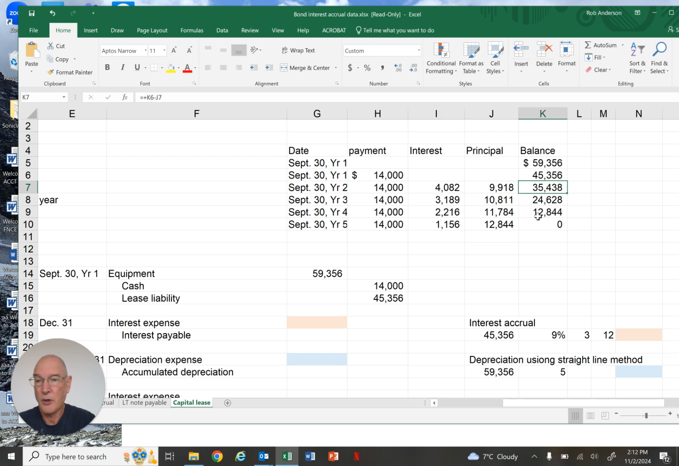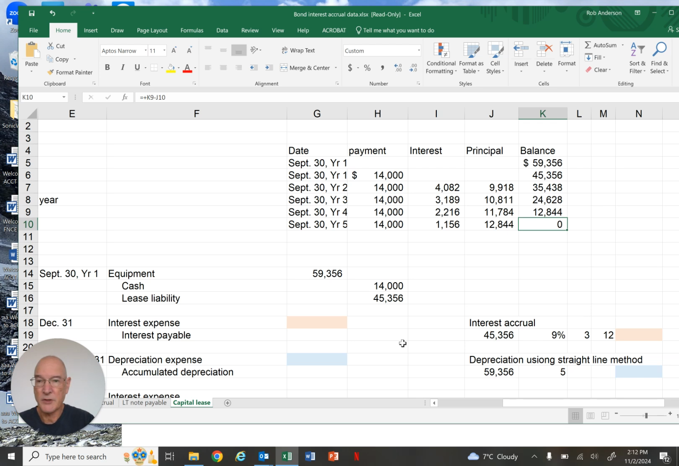As you can see, if you roll this schedule down, for example, the next year, $35,000 times 9% interest is $31.89. You still pay $14,000. Interest expense is $31.89, and $10.8 goes to the lease liability. You can see after the final payment, you paid off your lease. So basically you used this equipment for 5 years and you made 5 payments of $14,000, and that included principal and interest. Let's look at a couple of journal entries for this lease.